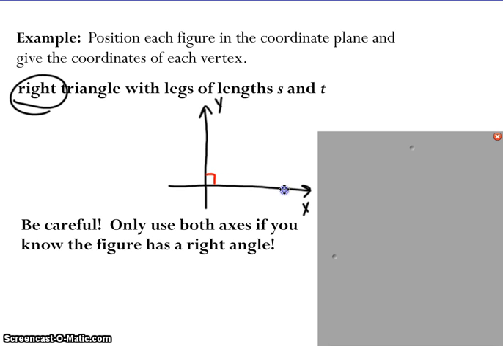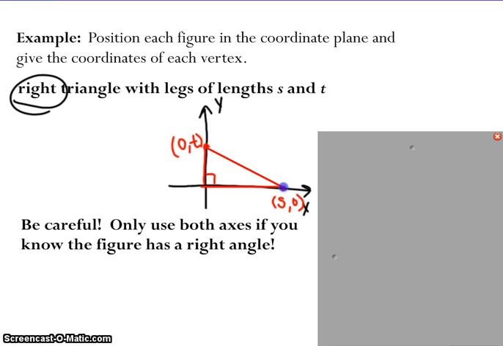So let's do the length of s. So let's say s comma 0. Oops, it looks like a 5. S comma 0. And then up to t. Oops, 0 comma t. And this would be our triangle.